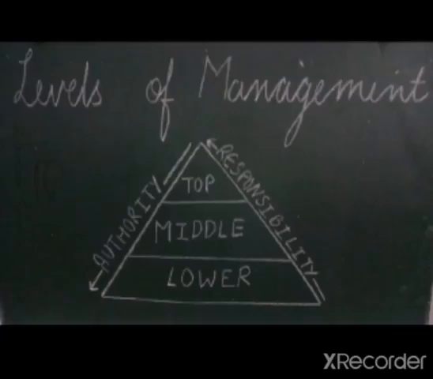Your superior can give orders to their subordinates. That means, suppose the principal can give instructions and orders to their teachers and students, but teachers and students cannot give directions to the principal. That is why authority always flows downwards.